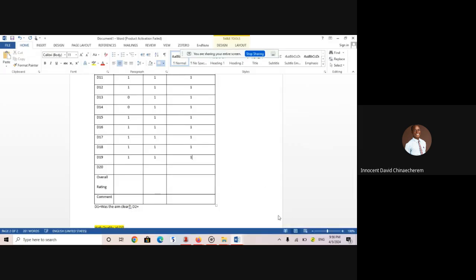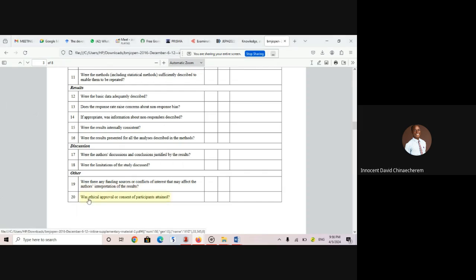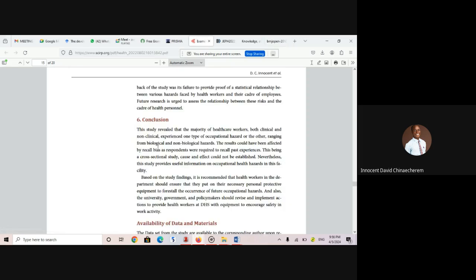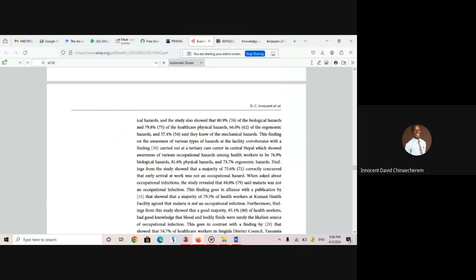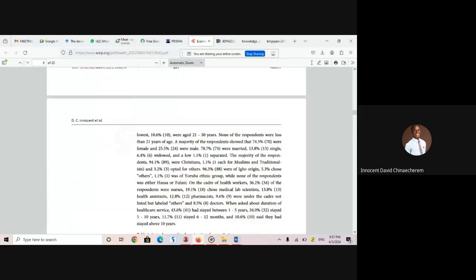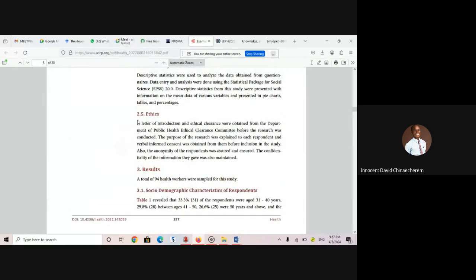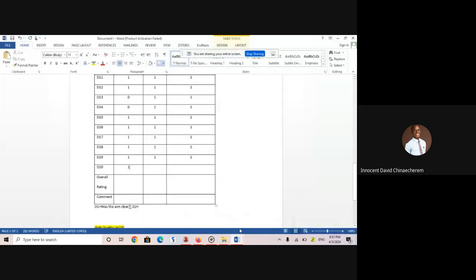So there were no funding sources. Okay, so for number 20, it's very simple here. They said, was there ethical approval obtained? So I checked my paper. I did talk about that here in my methods. So I talked about ethics. I obtained a letter of introduction from the Department of Public Health before the research, and I also obtained informed consent and all that. So I did. So I note that one.